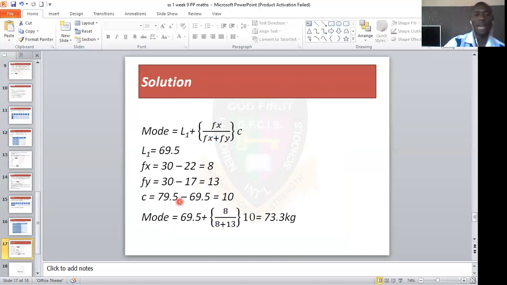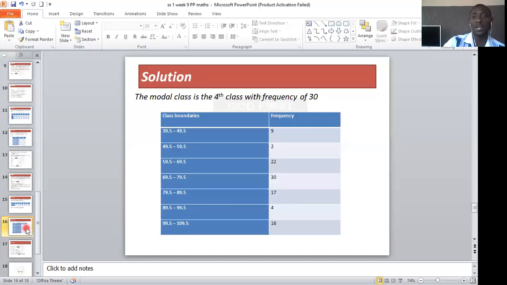So apply the formula: L1 plus Fx over open bracket Fx plus Fy close bracket, times C. That gives 69.5 plus 8 over 8 plus 13, times 10. Solving through, please solve all this through to give you 73.3 kg. That is the mode of the grouped data from the question given. So this is how to calculate the median, the mode, and all these parameters.